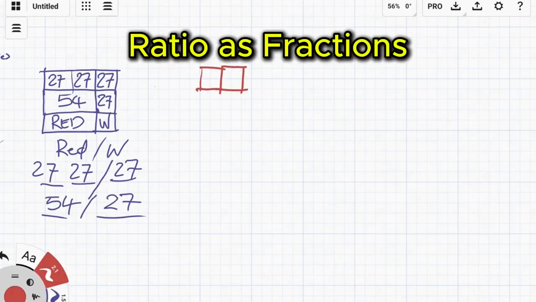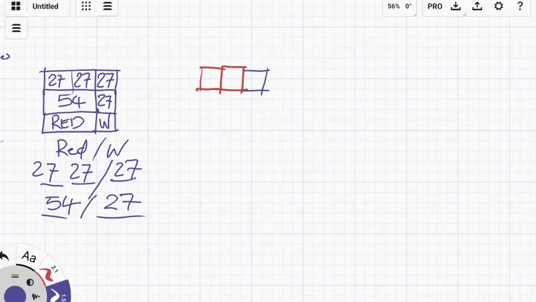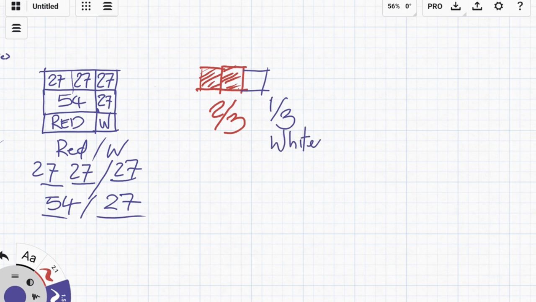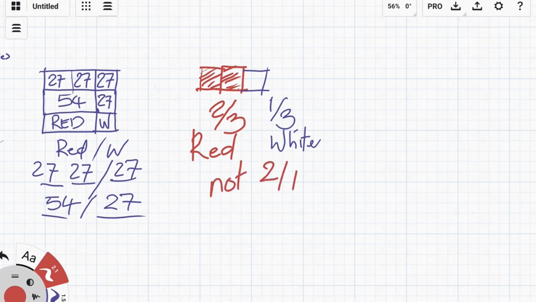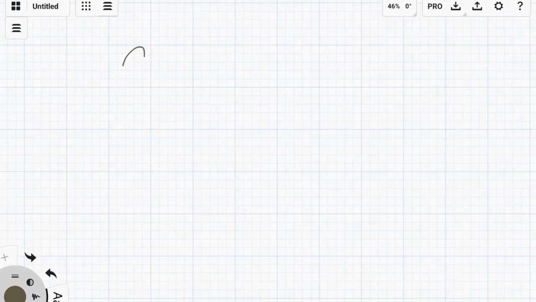Ratio as fractions. From the bar models, we can see that we are actually dealing with fractions out of the total. Red roses are 2/3 of the total. White roses represent 1/3 of the total. Often, people make the mistake of using the fraction of one part to the other. For example, a common mistake is thinking the fraction of red roses is 2 over 1. That's wrong. The denominator needs to be the sum of all parts. In this case, 1 plus 2 equals 3, whilst the numerator is whichever part we are dealing with. 2 out of 3 for red roses and 1 out of 3 for the white roses.